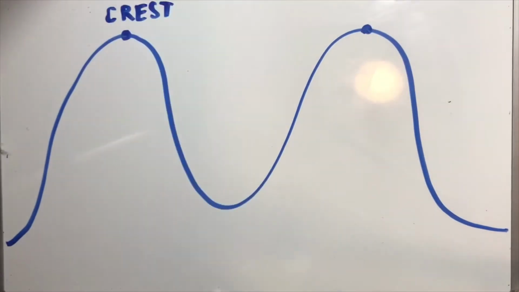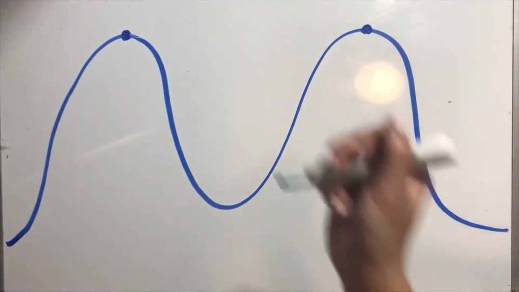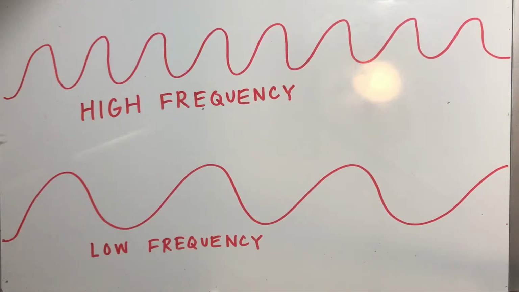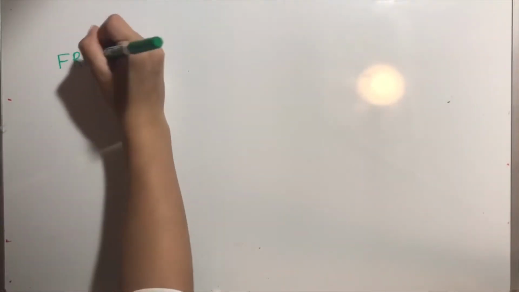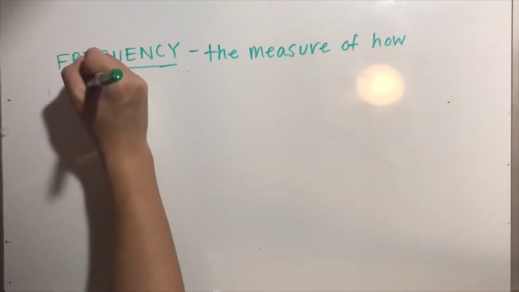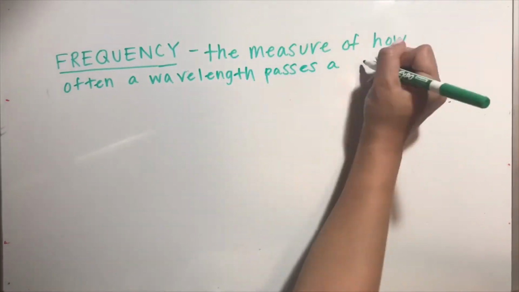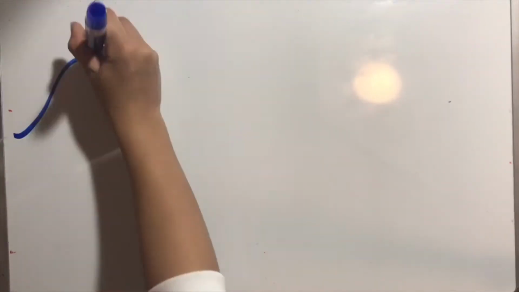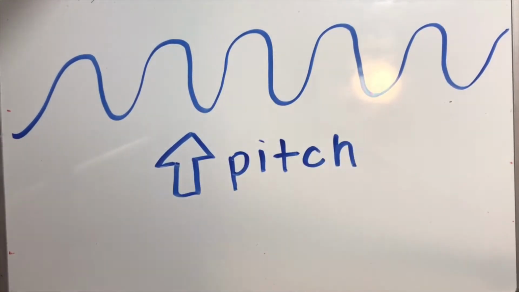If we look at a sound wave, the highest point is called a crest, and the distance between two crests is called a wavelength. The shorter the wavelength, the higher the frequency. Frequency is measured as the number of waves that pass a given point per second, and it is measured in a unit called hertz. The higher the frequency, the higher the pitch, and the lower the frequency, the lower the pitch. For example, musical notes.